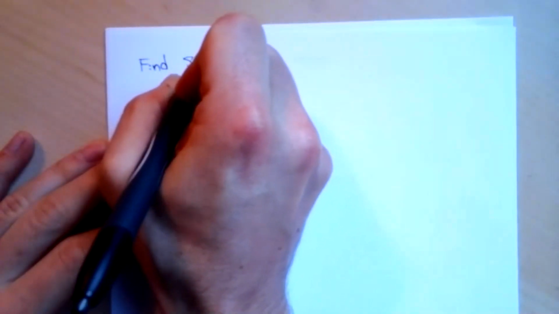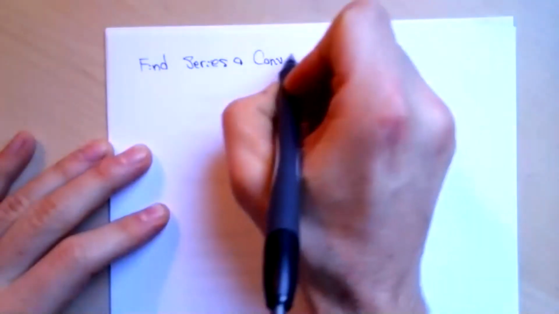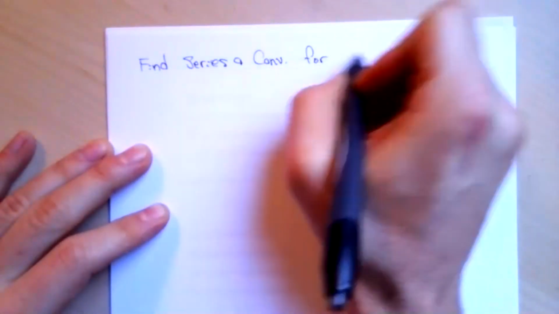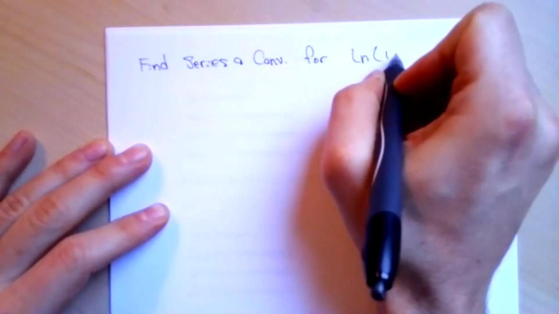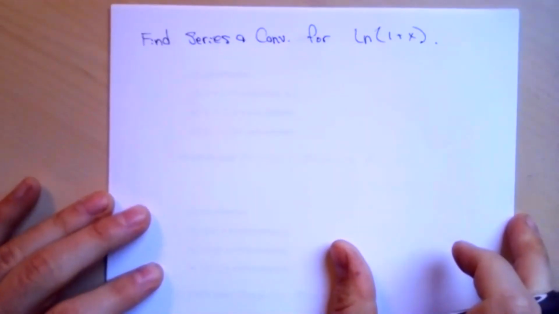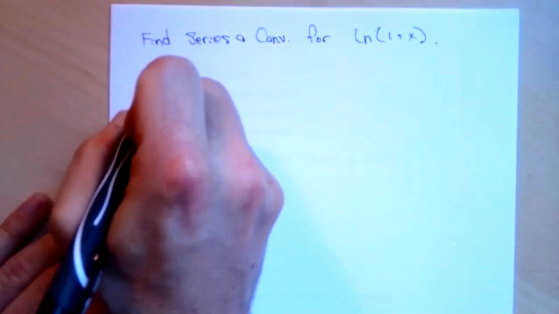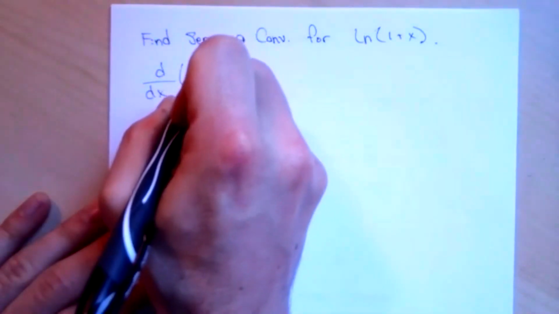Okay, so let's do find a series and our convergence radius for natural log of 1 plus x. The thing we want to notice about natural logs is that when I take derivatives of natural logs, they turn into rational functions.